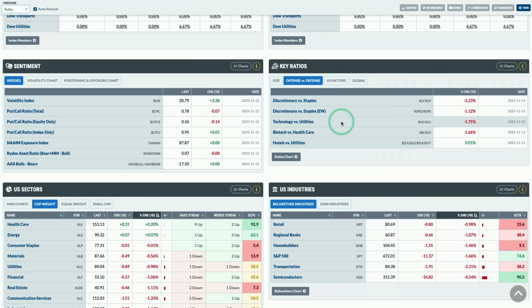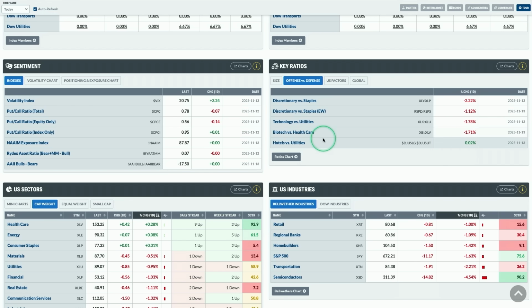So we've got our two flavors of discretionary versus staples. We've got the standard cap weight version using XLY versus XLP. We also have an equal weight version, which kind of takes out some of the market cap influence from that ratio. Next up, we have technology versus utilities, right? If technology is outperforming utilities, things are a lot more offensive than defensive. If we start to see utilities outperforming the big tech stocks, well, that tells you something. We're getting a lot more defensive with our personality of that market.